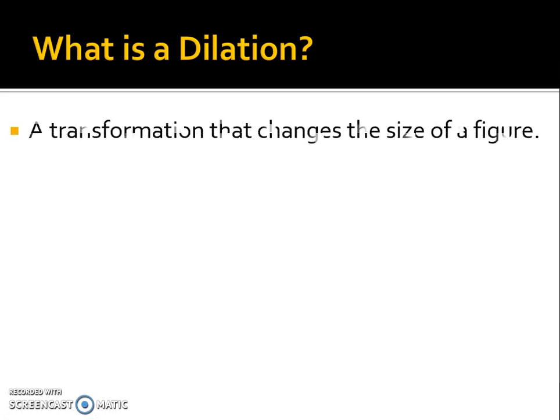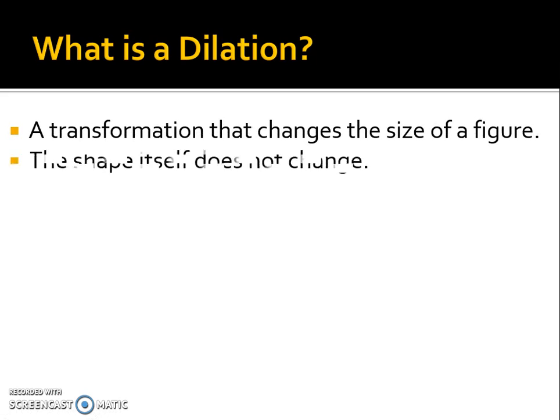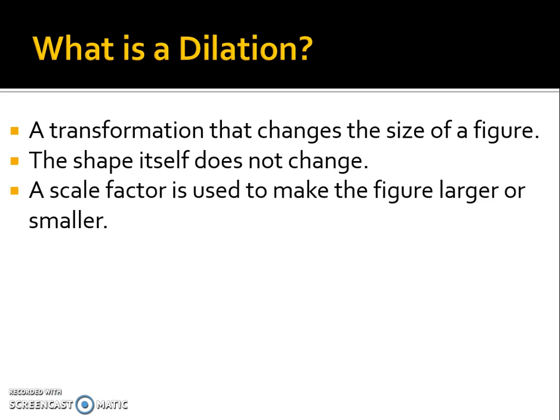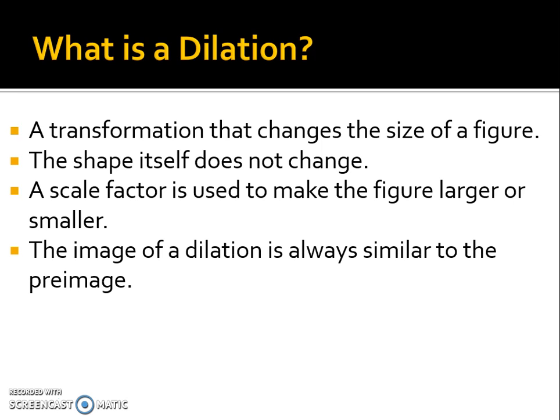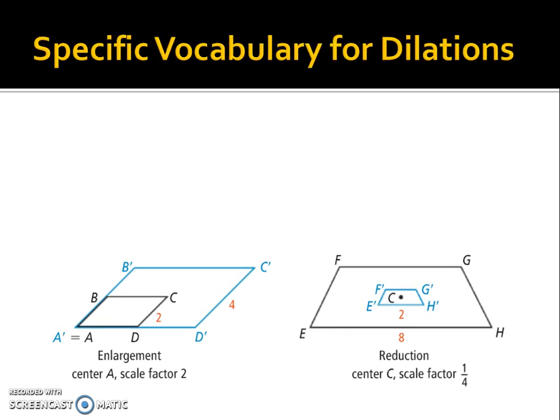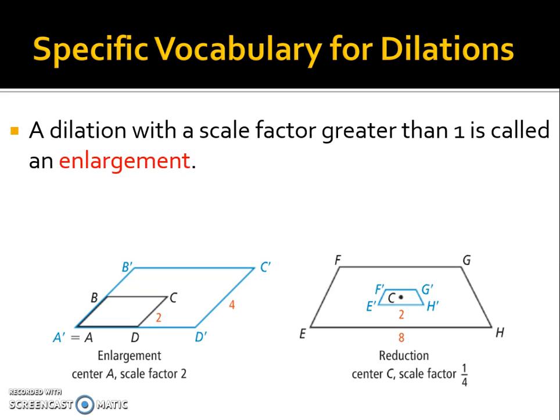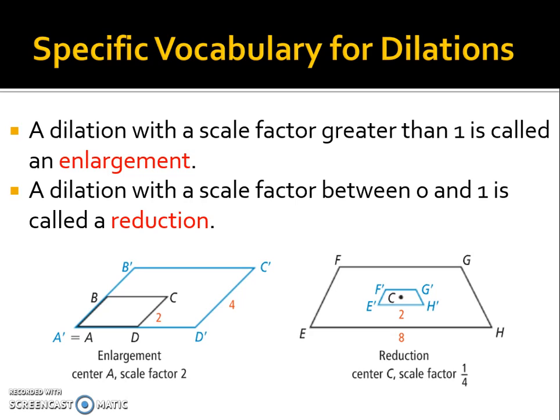So let's look at dilation. Dilation means a transformation that changes size. So dilation means the shape itself does not change, but the scale factor is used to make the figure larger or smaller. So same shape, but different size. So the image of a dilation is always similar to the pre-image. A dilation with a scale factor greater than 1 is called an enlargement. A dilation with a scale factor between 0 and 1 is called a reduction.